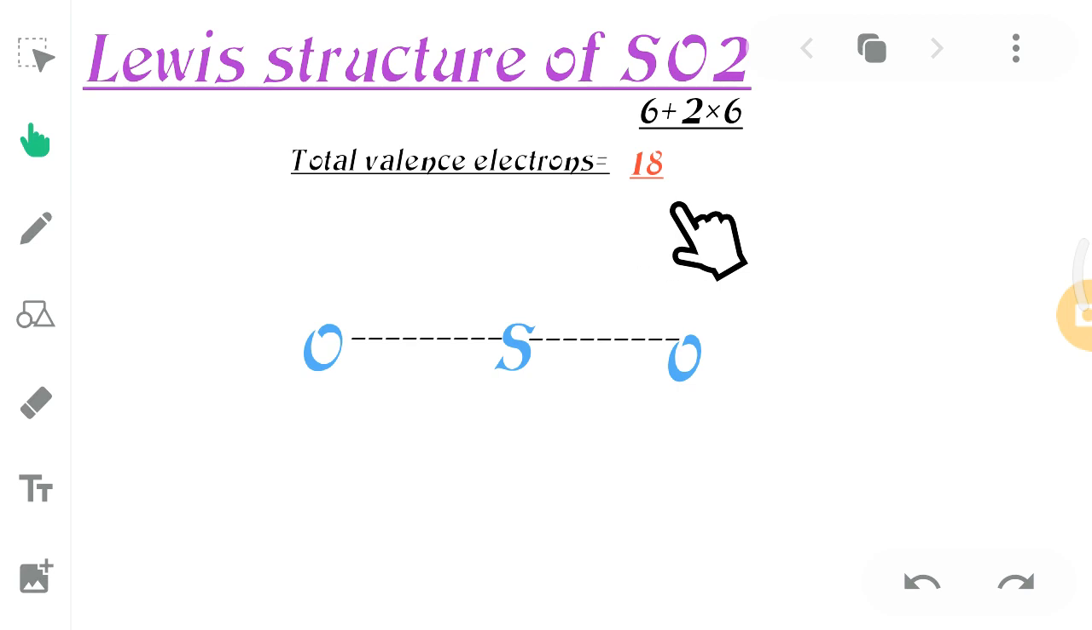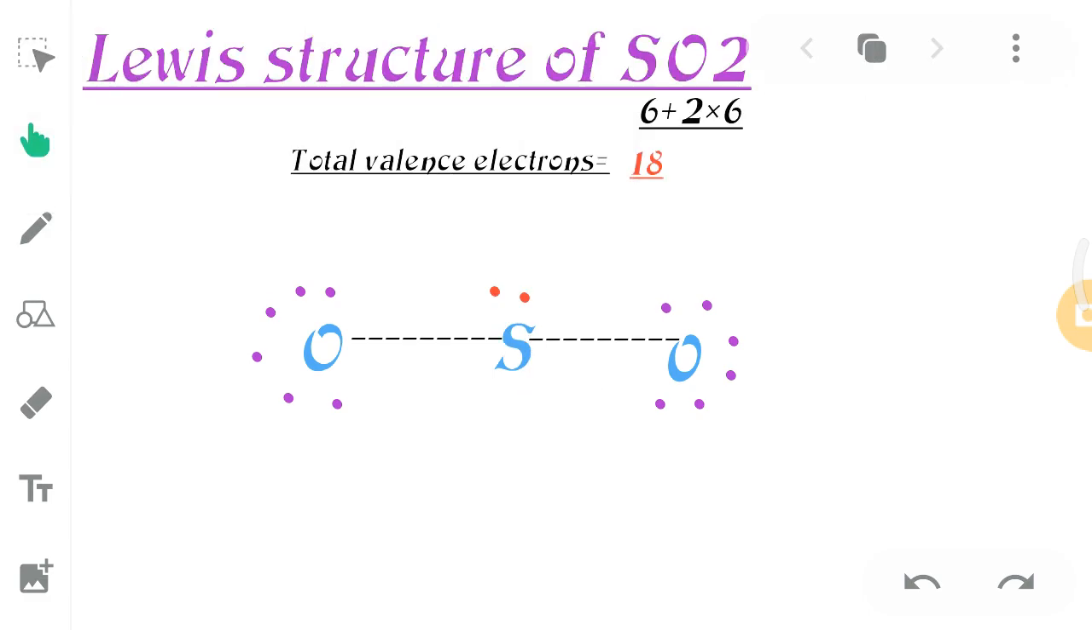2, 4, remember that. 5, 6, 7, 8, 9, 10, 11, 12, 13, 14, 15, 16. I stopped at 8 electrons per oxygen because of the octet rule. 1, 2, 3, 4, 5, 6, 7, 8 electrons around each oxygen, and it's full. It can't hold any more electrons. But I've only got 16 electrons here total, so I need to dump my other 2. After all, I do need 18 on the central sulfur.